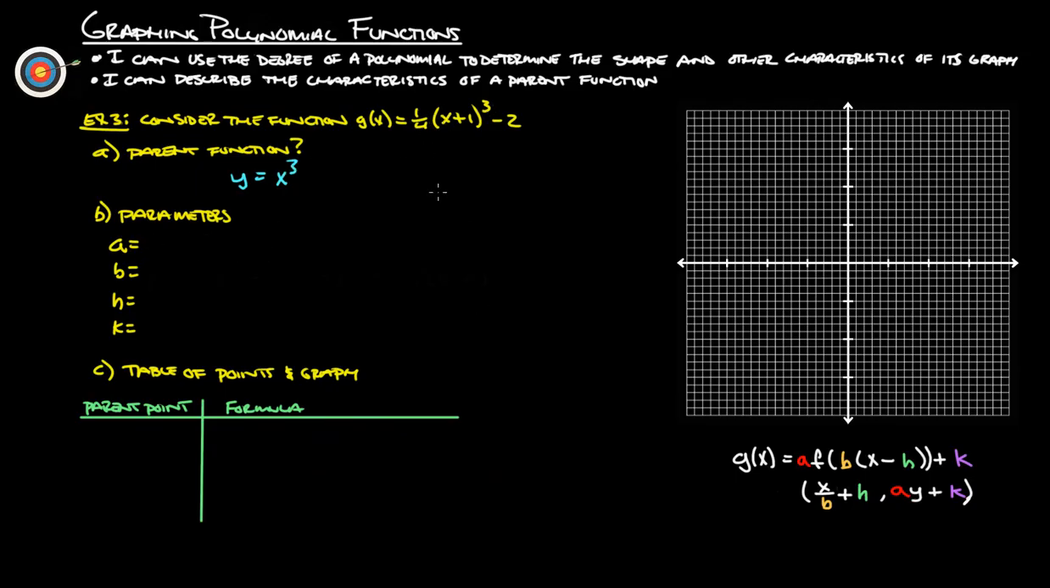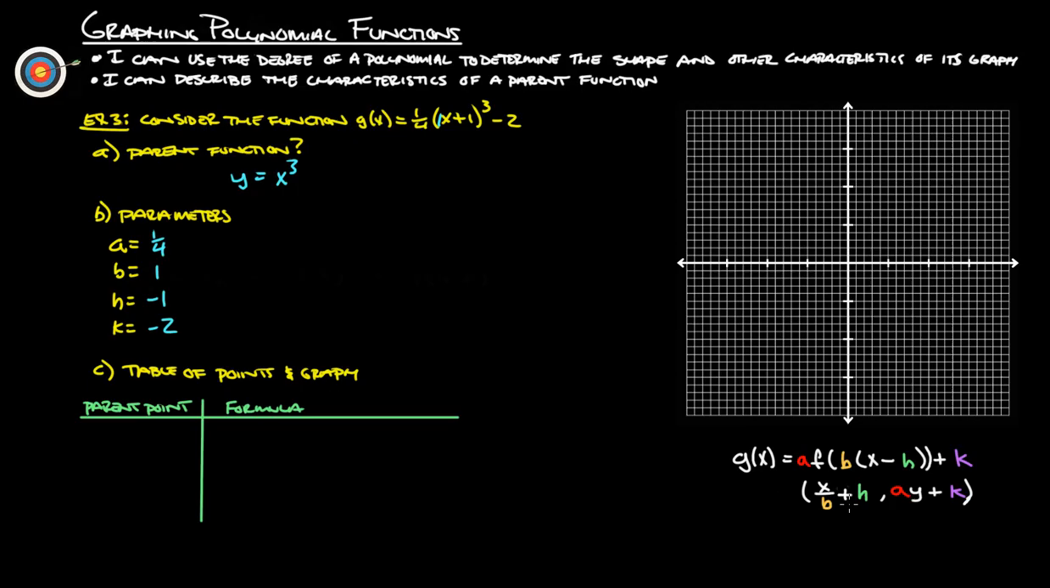Let's find all our parameters. A is whatever's in front. That's 1/4. B is whatever's in front of the x, and that's a 1 there. So that's 1. H, what do we plug in for x so that we get 0? -1. And then K is -2.